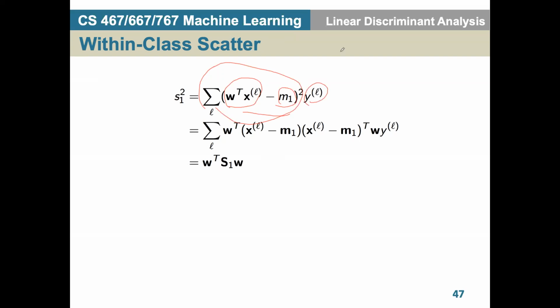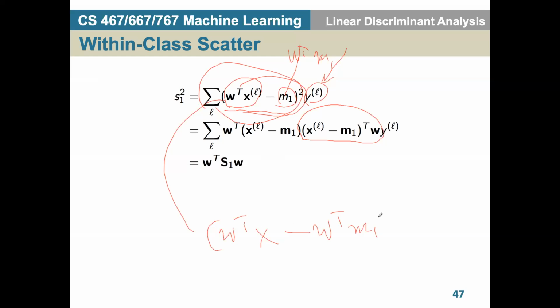But we only add those where this indicator for the class is on. Then you can do a similar derivation with this part, just because this is W^T times M1. You can take a W^T out and take a transpose, so you can get this. Let's do the minus: W^T x minus W^T m1, squared, is this times this again, which is an inner product. So this is equal to what? This is equal to x times W^T.